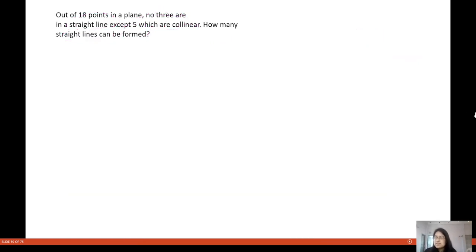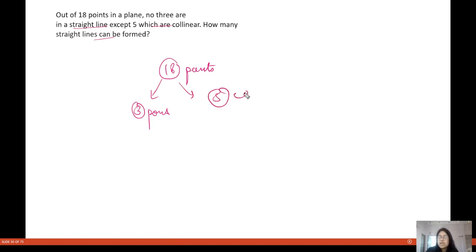Let us understand this once more. See what the question said. There are 18 points in a plane, and it is saying no three are in a straight line, because 3 points are not collinear here, but 5 points are collinear. So when I have to make lines out of 18 non-collinear points, I can do this in 18C2 ways.